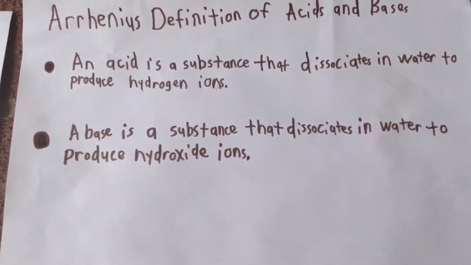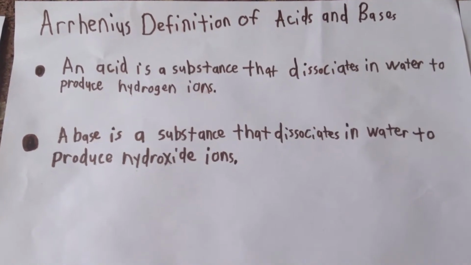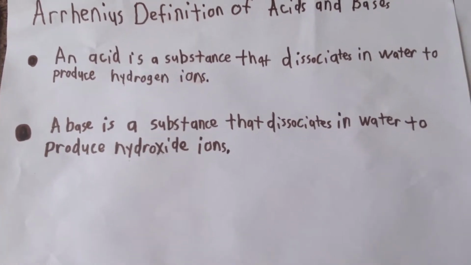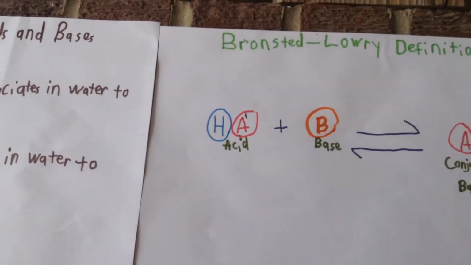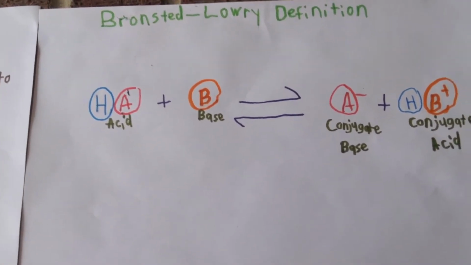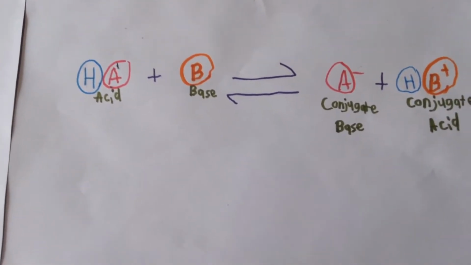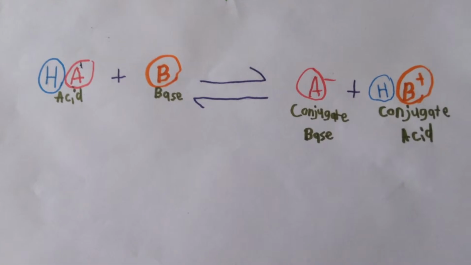The Arrhenius definition of acids and bases. An acid is a substance that dissociates in water to produce hydrogen ions, and a base is a substance that dissociates in water to produce hydroxide ions. The Bronsted-Lowry definition. An acid is any substance that can donate a hydrogen atom, and a base is any substance that can accept a hydrogen ion.